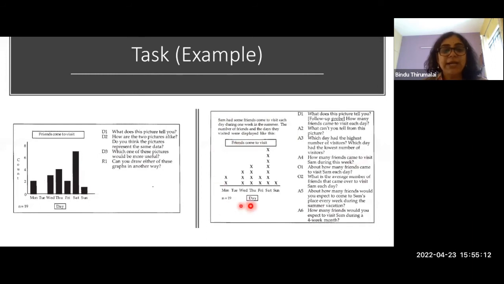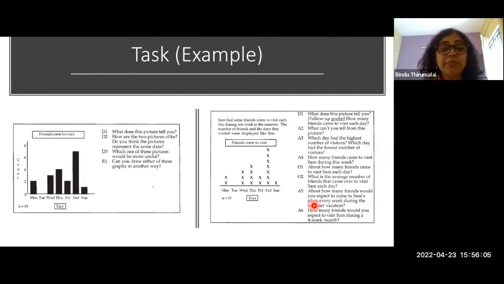This is one kind of display that is there, and this is another kind of display that is there. So if you see the questions they're asking, what can't you tell from this picture? Can any of you think of what can't you tell from this picture? Whether the friends were girls or boys, which day they visited. Correct. A day they visited, yes. Date, we don't have. But that's an excellent answer, whether the friends were girls or boys.